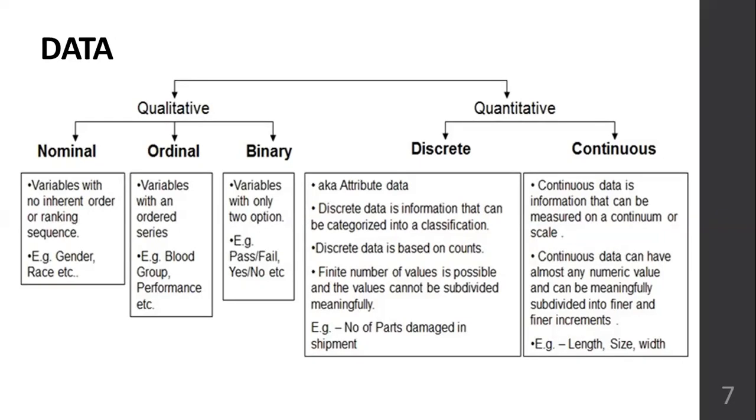For example, when you measure height, weight, length, size, width, it comes in decimals. Height is also like 160.4 centimeters. So 0.4 is the millimeter, and that also has a value. So that is continuous data.